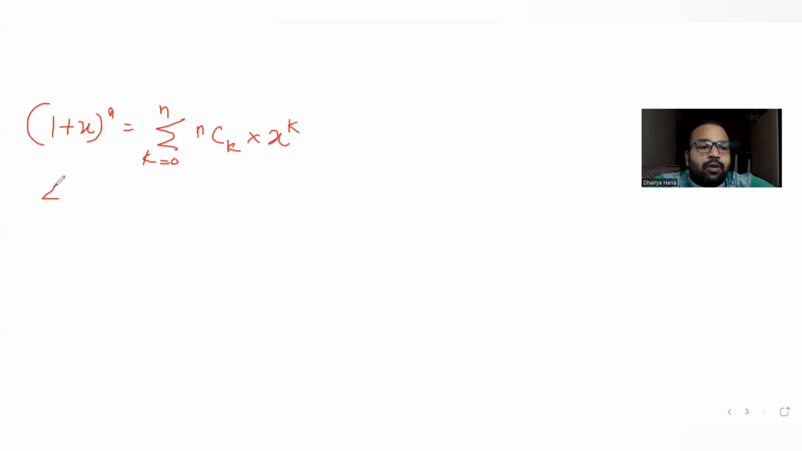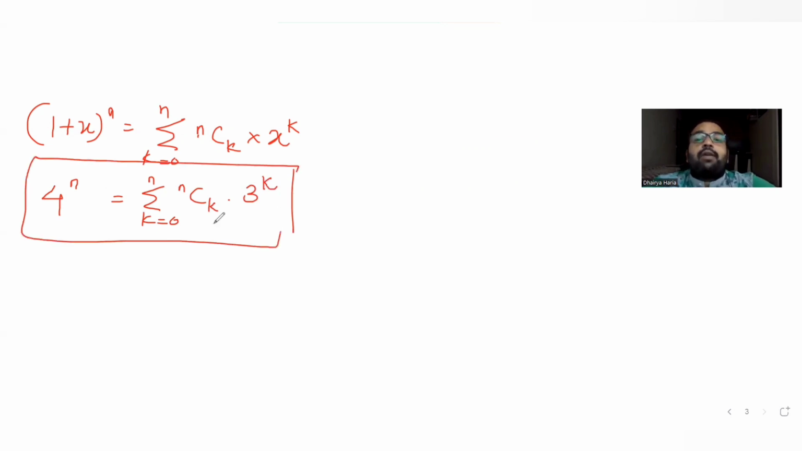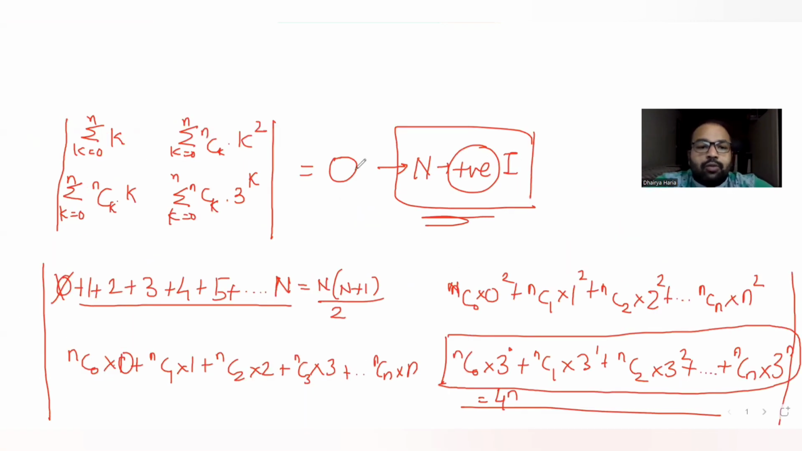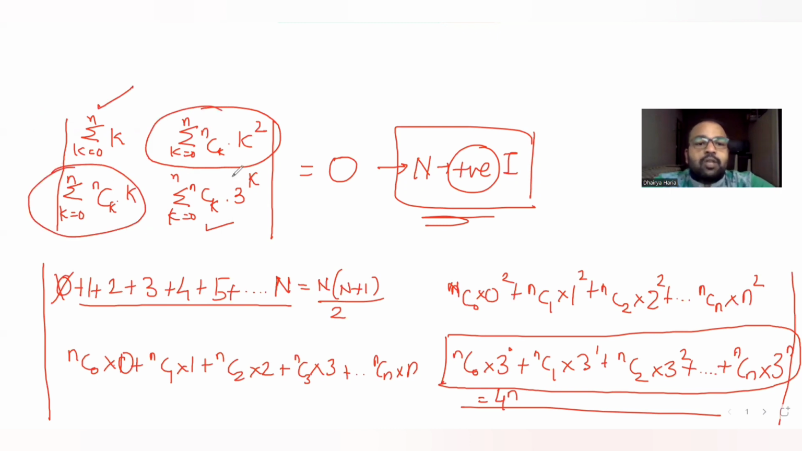Likewise, if I put x as 3, I get 4 raised to n equals summation k equals 0 to n, nCk into 3 raised to k. So we got one more element. Now let's try to find the other two remaining elements. We have found this one, but we still need to find this as well as this. So let's try to find them as well.